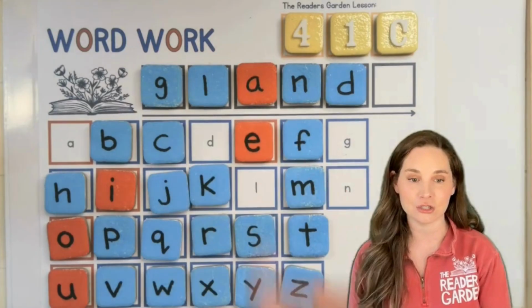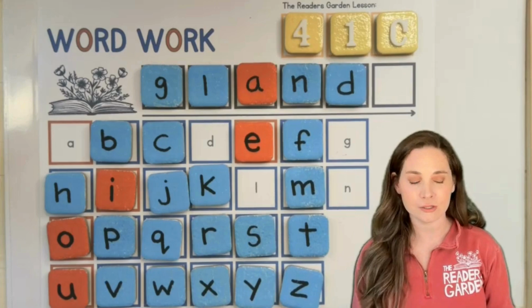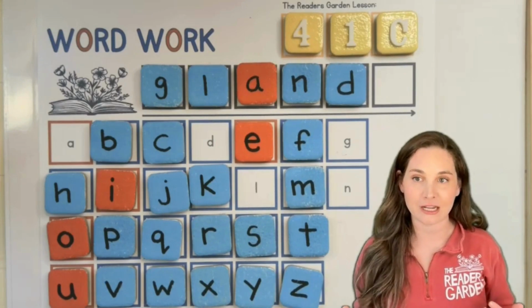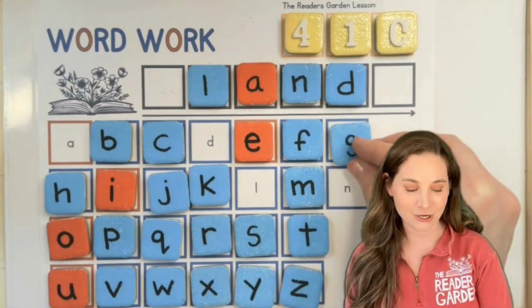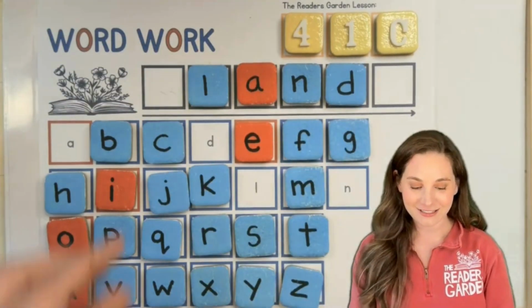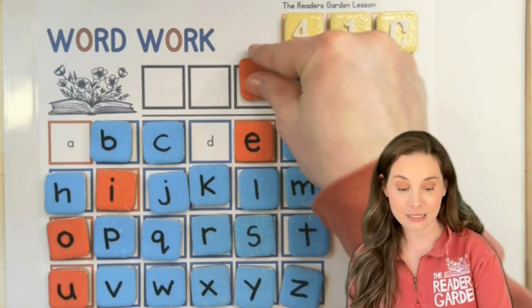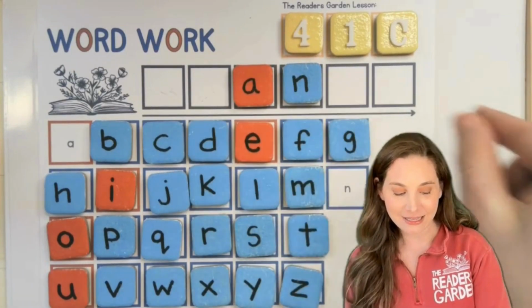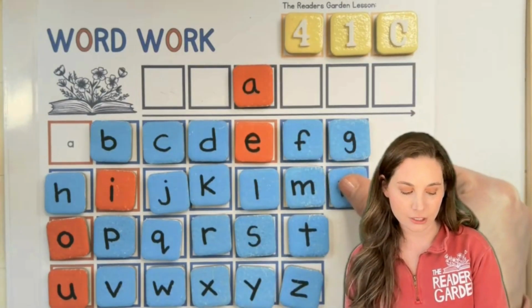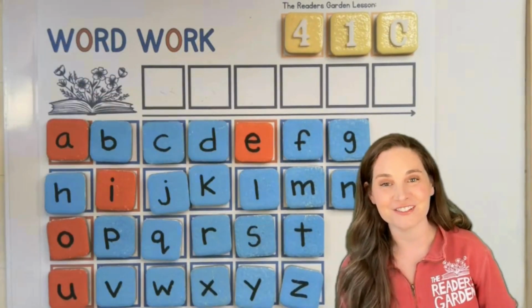Gland. You have glands all over your body. They are doing important work, especially with your different chemicals in your body. And finally, let's take that G off, and the word is land. Let's take that L off. The word is and. Take off that D. The word is an. Take off that N. The word is a. Take off that A, and we're ready for another day.